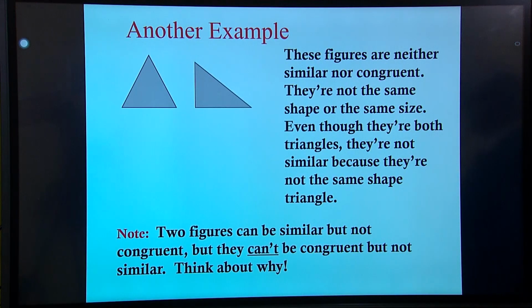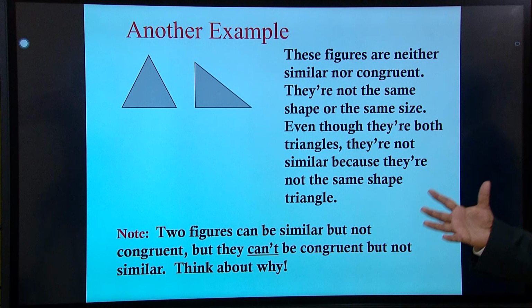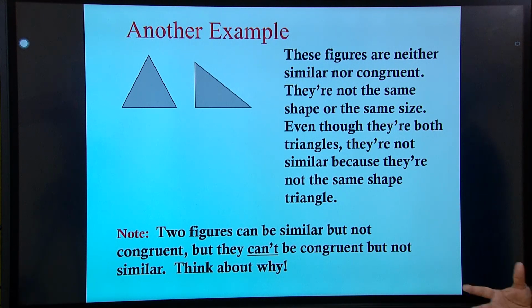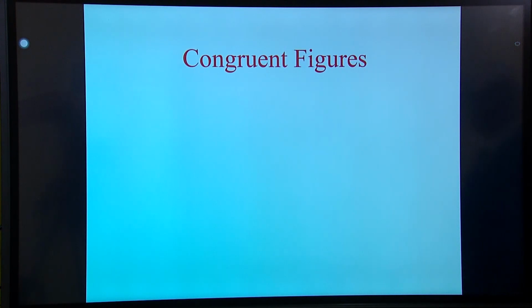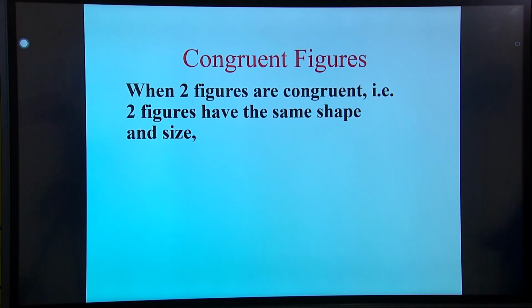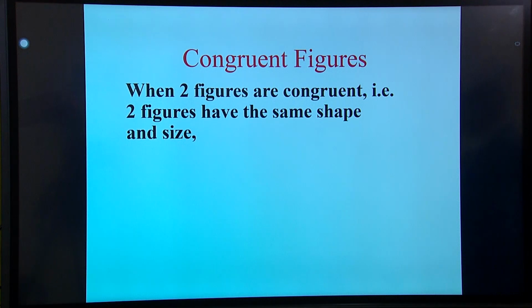They can't be congruent but not similar. If they are congruent, then they will have to be similar. If they are similar, they're not necessarily congruent because the size could be different. So there's a difference between the two types of shapes. Just to finish off on congruent figures so that we understand the difference.